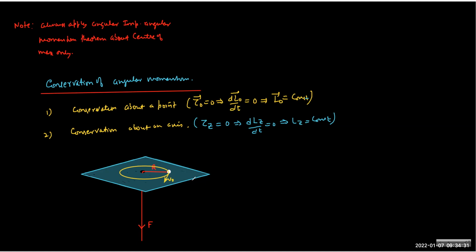Now the question is, if I start pulling the thread below, the R will change. What will happen to the speed? Will it remain the same or will it change? First of all, we need to understand why this will change. If you pull the object closer to the axis, to the center, what do you think? The velocity will increase or decrease? It will decrease? If I pull closer to the axis, it will decrease, correct? Yes, sir.